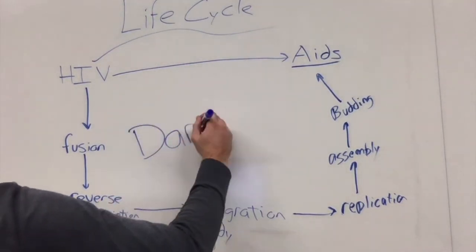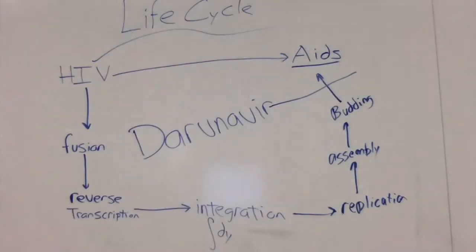This is where Darunavir comes in. Darunavir is a drug that is used to combat HIV. Darunavir is an HIV-1 protease inhibitor, meaning it disrupts the last step in the life cycle of the HIV virus. It does this by mimicking the transition state of the larger polyproteins that bind to the active site of the HIV-1 proteases. Once Darunavir binds to the protease, that protease can no longer function.